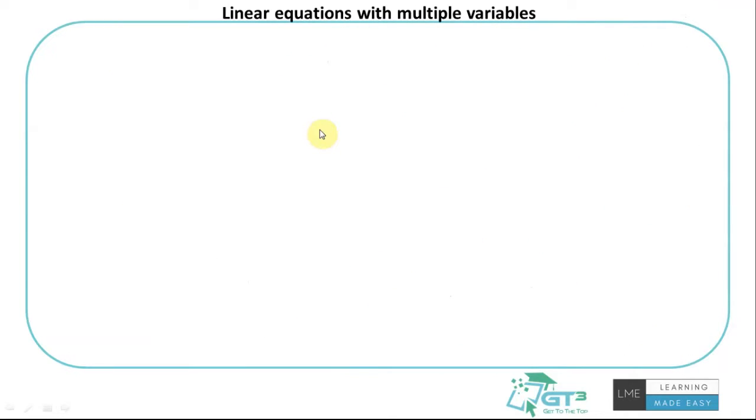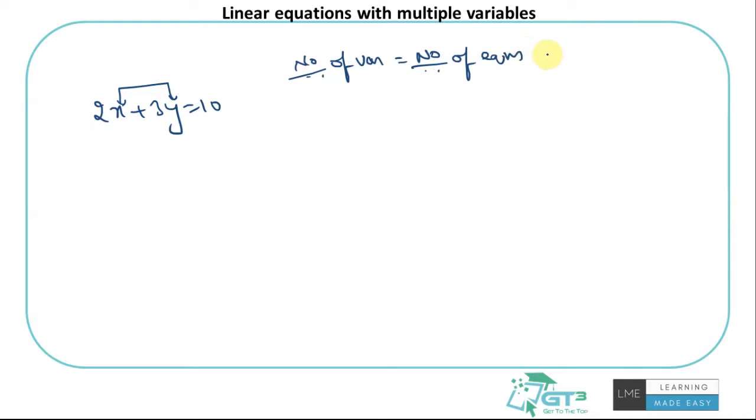Now let's look at linear equations with multiple variables. That is like 2x plus 3y is equal to 10. This is a linear equation with two variables. So what will be the values of x and y that would satisfy this equation? The basic rule is this: the number of variables should be equal to the number of equations I have to get a unique solution. That is basically to get one pair or one set of values for all the variables.